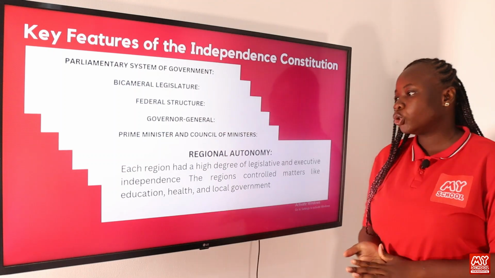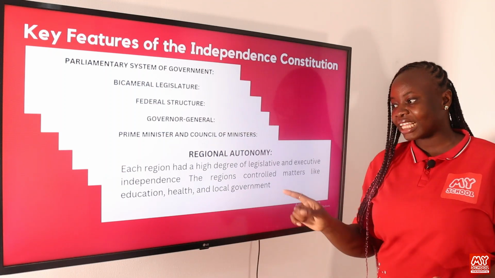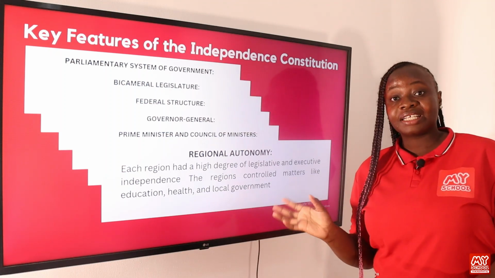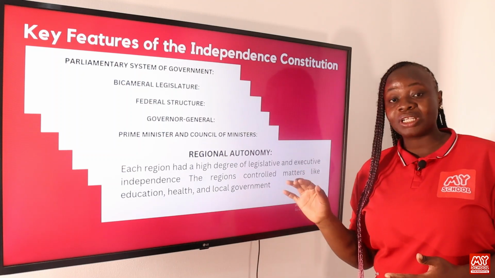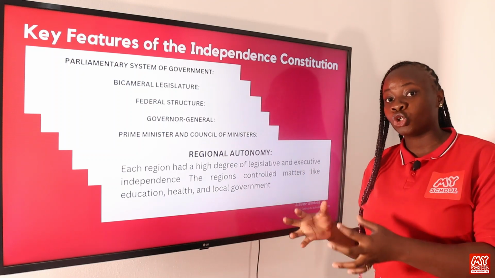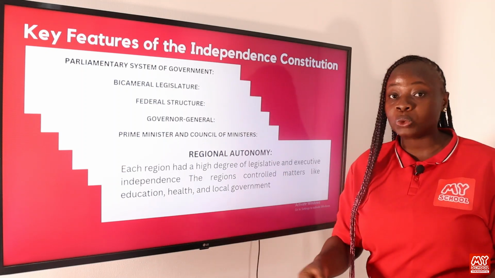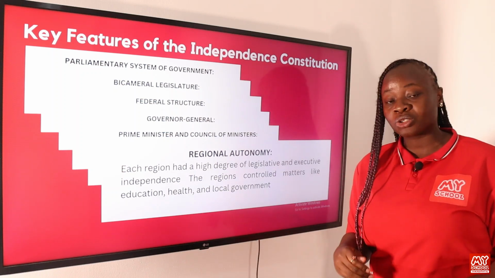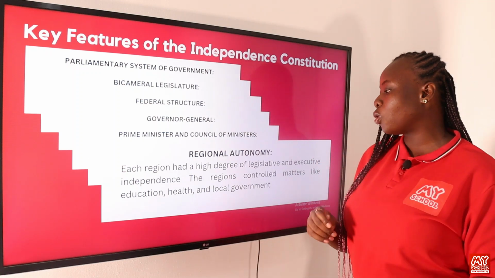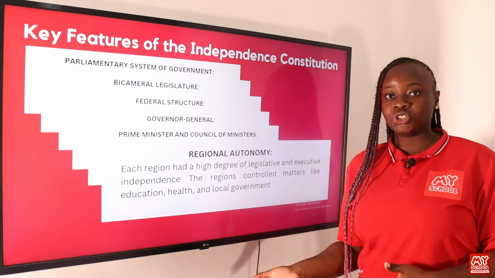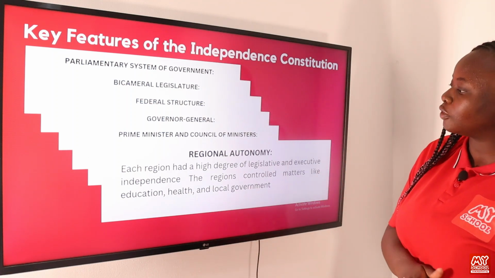We also have regional autonomy. Each region had a high degree of legislative and executive independence. So the region controlled matters like education, health, and local governments. So these matters that they controlled were matters under the concurrent and residual list. We are going to discuss that later on. So these were the matters that the regional governments had autonomy and control over. So they were able to discuss matters of education, health, and local government. That means they could create schools and universities within their region. They could discuss health policies that can help to improve the health sector. They also discuss how local government should be run within the region. These are matters that the regional governments were allowed to administer. Now let's move on to another feature.